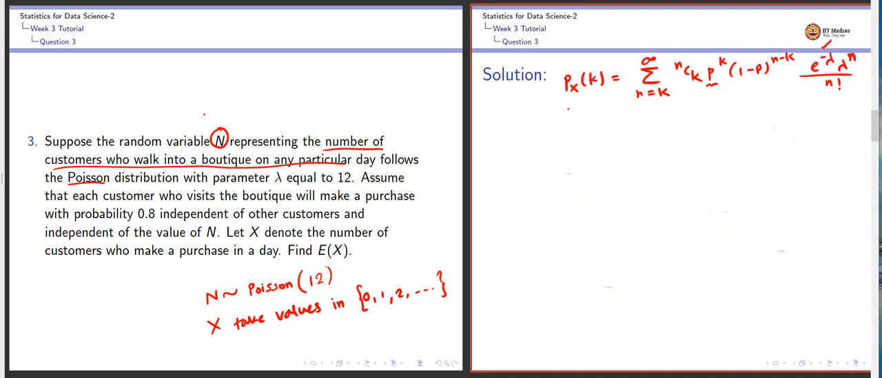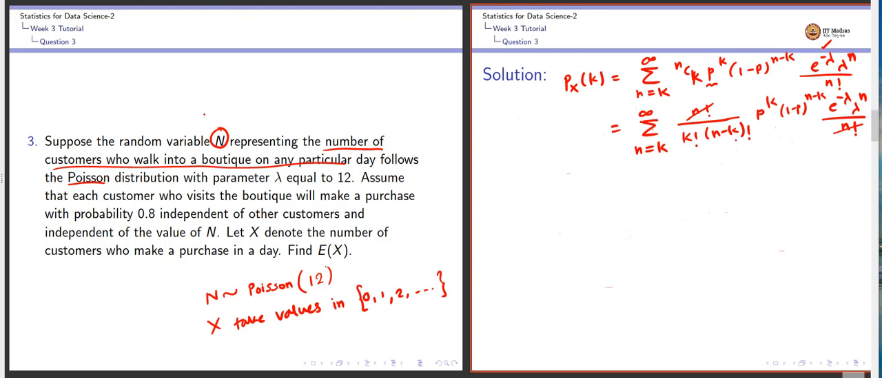Okay. I have rewritten the same thing here by writing nCk, expanding it. So it will go from k to infinity, n choose k will be n factorial divided by k factorial times n minus k factorial, right? Here it is p to the power k, then 1 minus p to the power n minus k, and e to the power minus lambda times lambda to the power n divided by n factorial. Here you can see that n factorial will get cancelled.